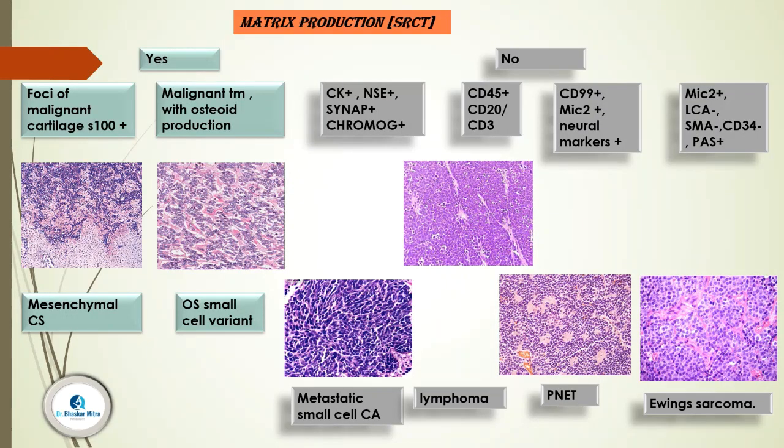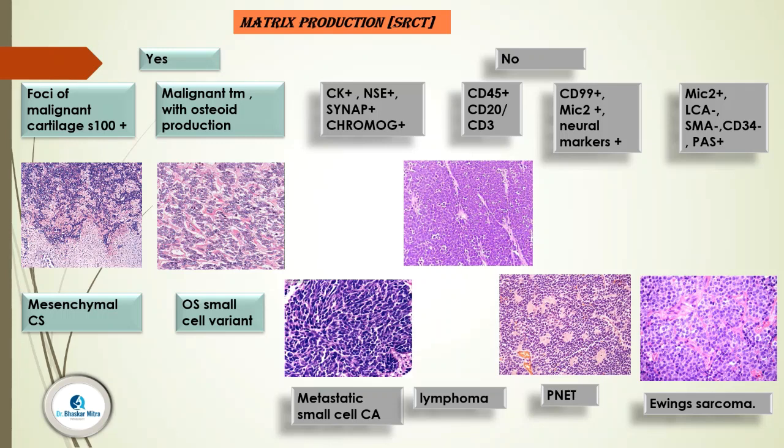Now coming to the small cells, with production of different matrix, the small round cell tumors can be divided by whether the matrix is present or not. If you see small round cells with a malignant stromal component or with some of the cells showing chondrocytic appearance, it is mesenchymal chondrosarcoma. Usually these lesions are S100 positive. Next comes the malignant tumor with osteoid production, that is osteosarcoma, small cell variant. There may be metastatic small cell carcinoma, particularly from the kidney, which is one of the important sites. Then come the lymphoma, PNET, and the Ewing sarcoma.